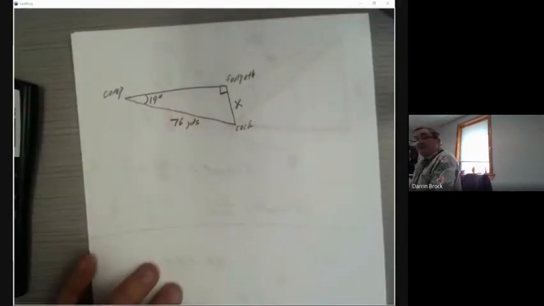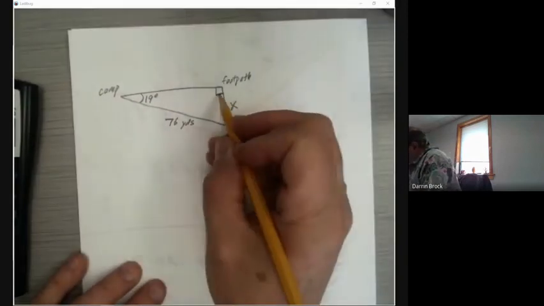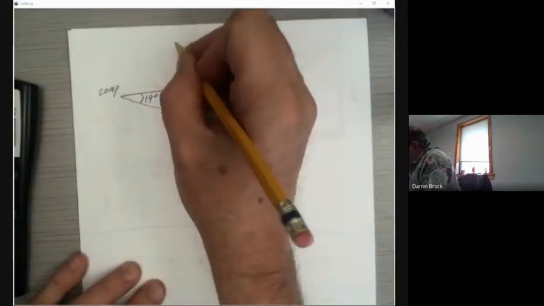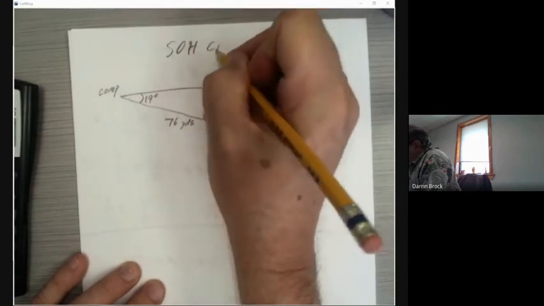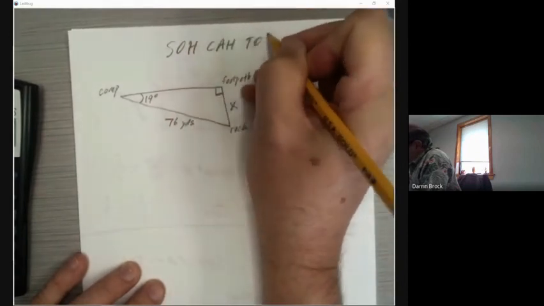All right, well, let's see what sides we are dealing with. This is a right triangle, so we can use our SOHCAHTOA, use our trig functions.